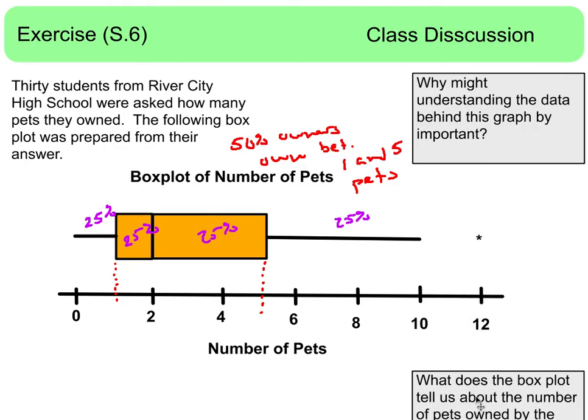Why might understanding this data behind the graph be important? We might say that understanding the data is important for planning special events involving pets and understanding the interests of a certain group of people. So it might be important to know that 50% of our owners own between 1 and 5 pets, whereas only 25% of our owners own greater than 5 pets.